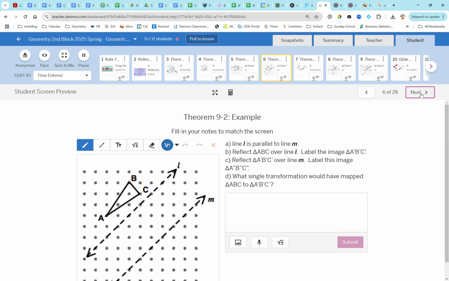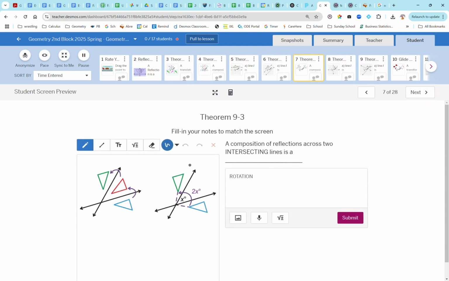I'm going to move on to the next topic, and that is when we do the reflections across lines that aren't parallel, lines that are intersecting. And you can see that the blue triangle went to the red triangle and to the green triangle. By doing those two reflections, we could have accomplished the same thing by rotating it. And it actually shows in the diagram what will actually happen. If the lines are, say, 40 degrees apart, the beginning triangle and the ending triangle will always be double that, or 80 degrees apart.